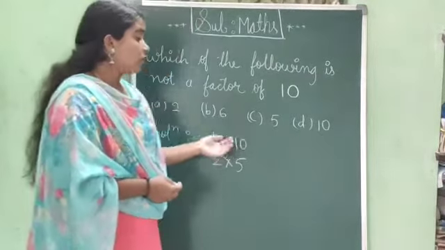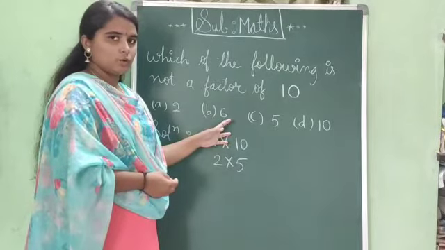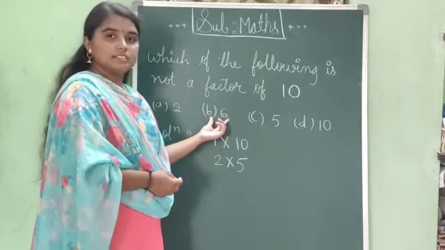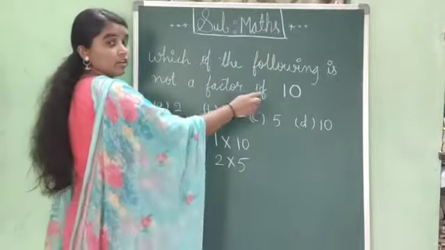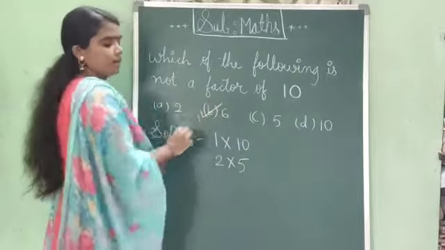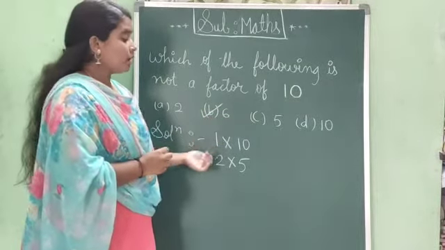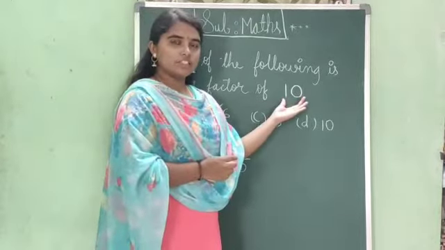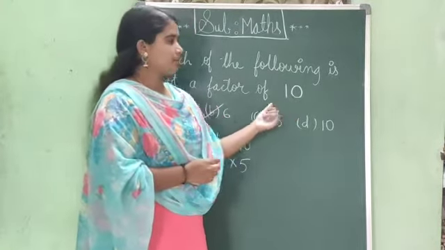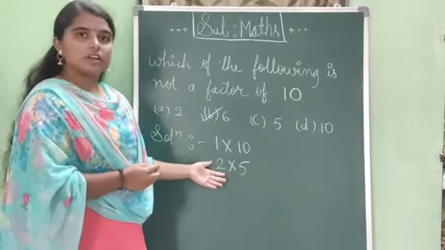Clear? Now, in the 6 table will you get 10? No, you will not get it in the 6 table. So the answer is, this is not a factor of 10. So we need to put a right mark. Okay? This is the answer for 10. Clear? Now what is the main thing? If you want, you can take 3-digit numbers. Okay? Now, these are the factors we have learned today.